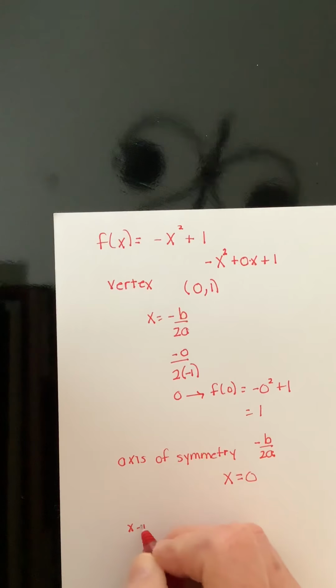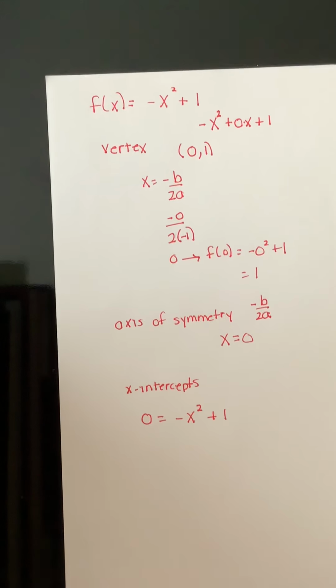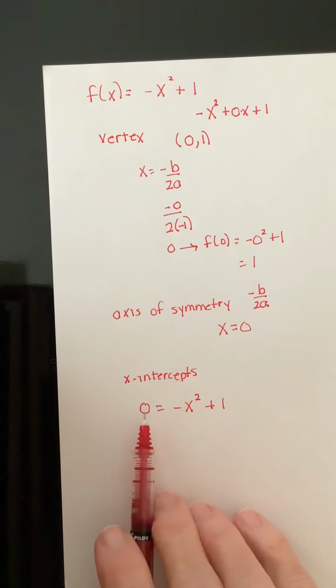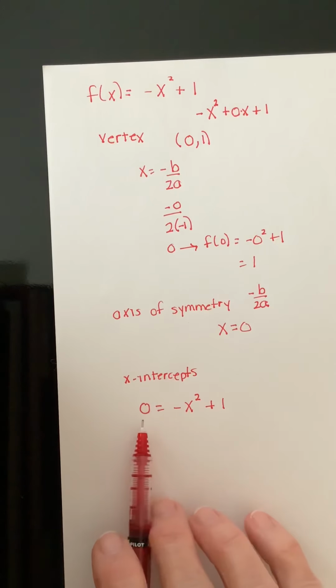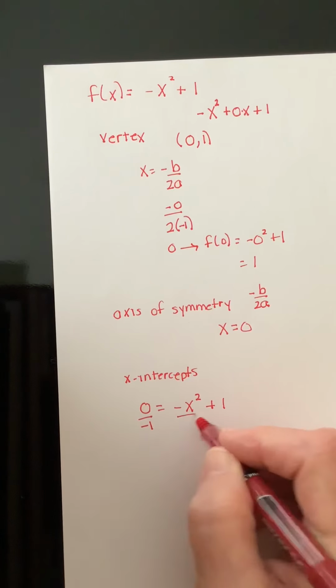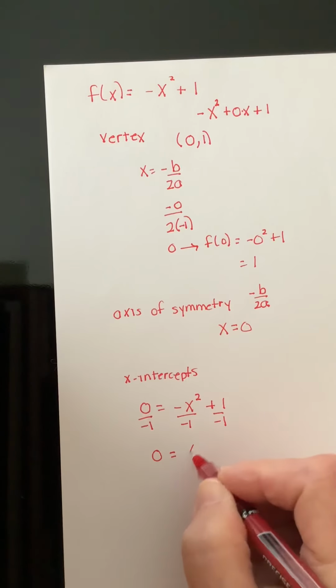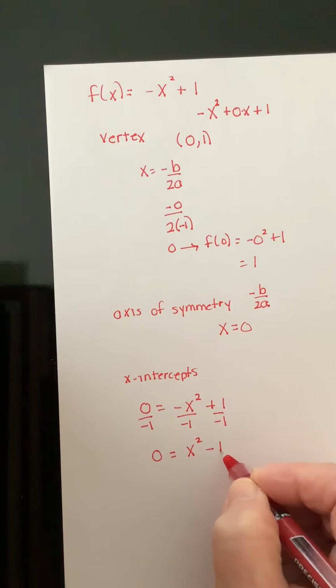Okay, so the next thing that we want to do is find our x-intercepts. So to find our x-intercepts, we're going to let y equal 0. So 0 is equal to -x squared plus 1. I don't want my x squared to be negative. To get our x-intercepts, you let y equal 0. To get your y-intercept, you let x equal 0. So I'm going to divide every single thing by a -1. So now I have 0 is equal to x squared minus 1.